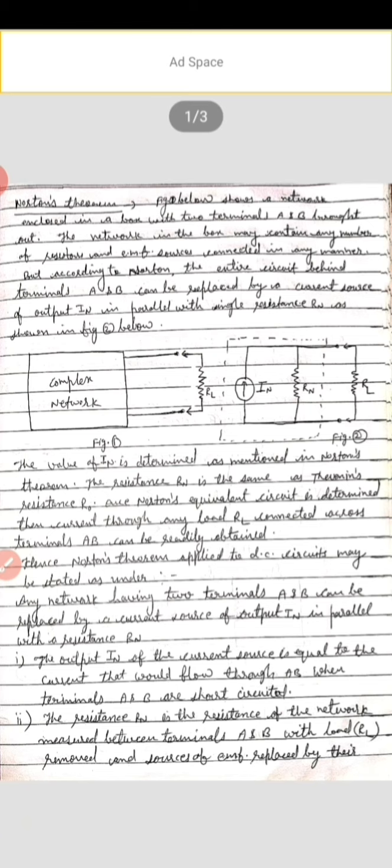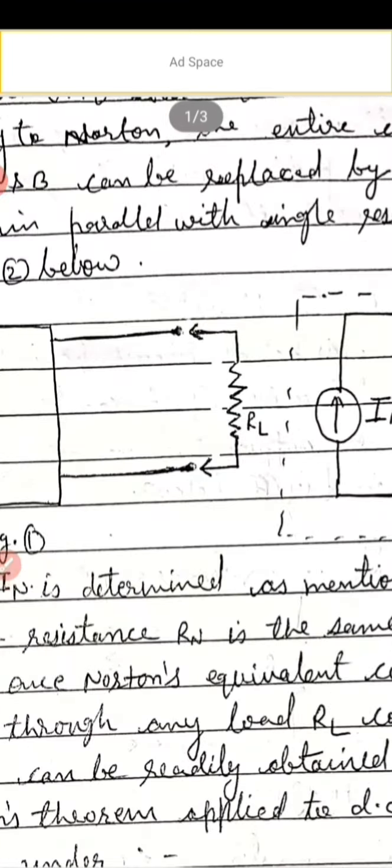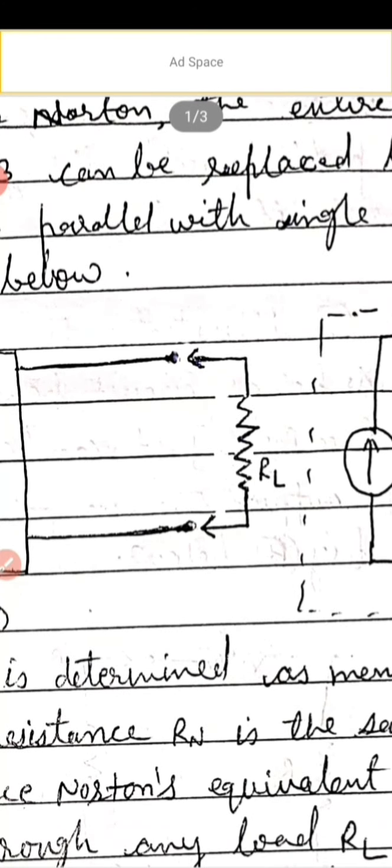First, the output IN of the current source is equal to the current that would flow through AB when terminals A and B are short circuited. These are the terminals A and B across which load resistance RL is connected.